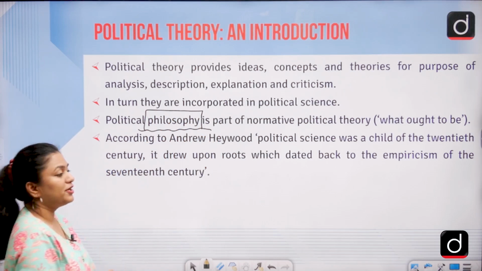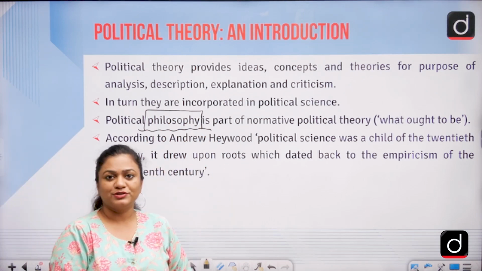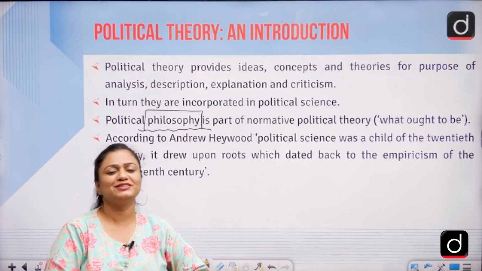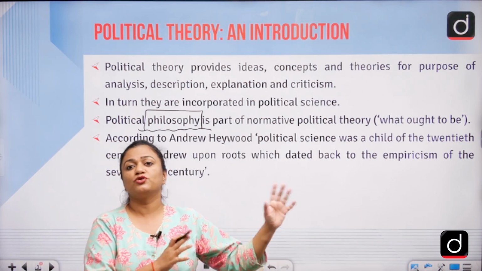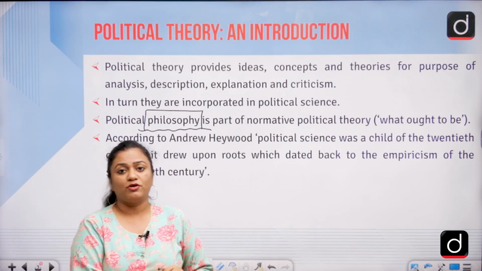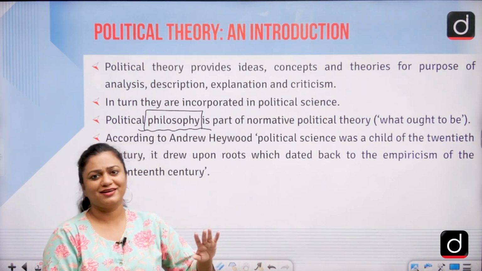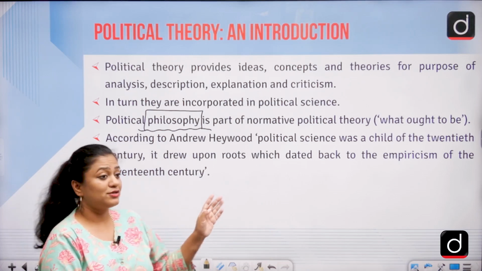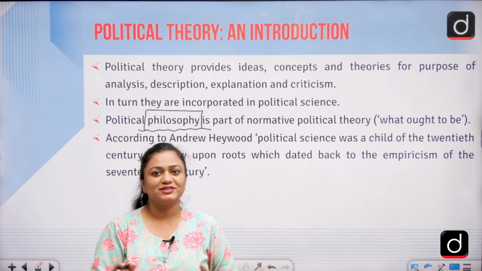According to Andrew Heywood, a very important political thinker, who has written many books related to political science, like on political ideologies and an introduction to political theory. In many areas he has covered a lot, and there is also one good book for international relations, titled Global Politics.